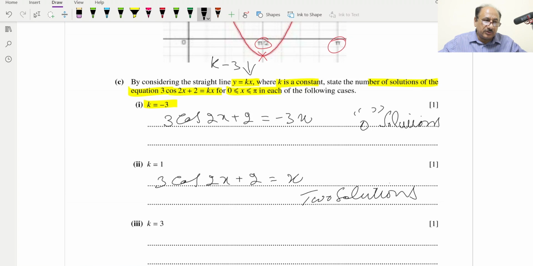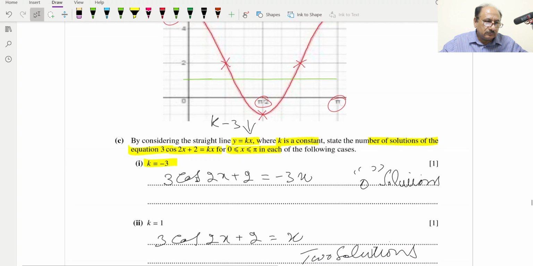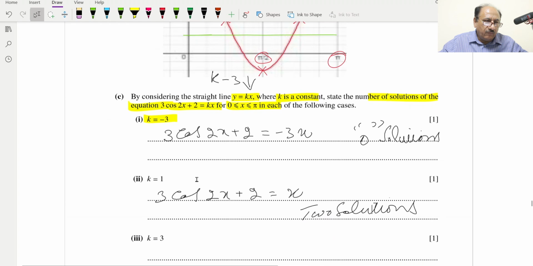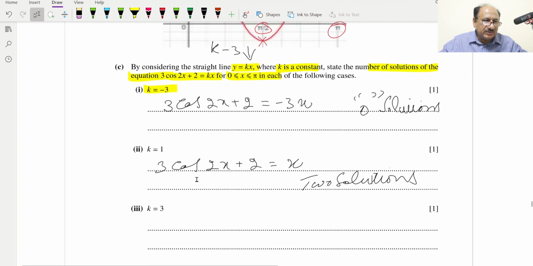Two solutions for this one. And for k is equal to 3, we can find the values by replacing k is equal to 3 and solving this one.